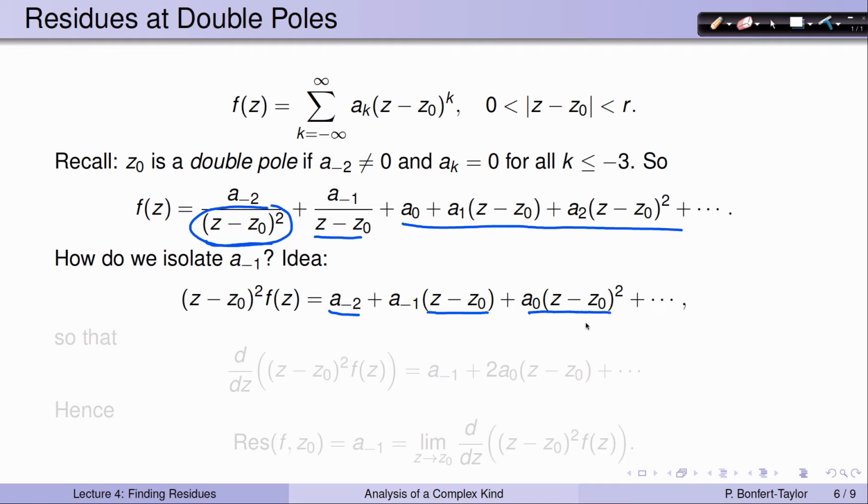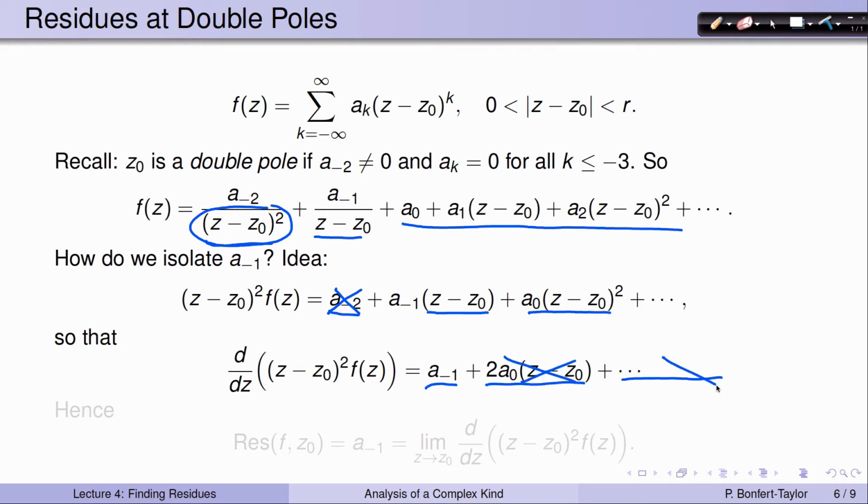We can't simply let z approach z0, because if we did that, we would isolate a minus 2. But we're not interested in a minus 2. We're interested in a minus 1. That's why we have an additional trick right here. We take a derivative. If we take a derivative of this equation, then the a minus 2 term goes away. We're left with an a minus 1 term. The derivative of a0 times (z minus z0) squared is 2 a0 times (z minus z0), and all the subsequent terms have some power of z minus z0 in them. Now, if we let z approach z0, all these subsequent terms go away, and we're left with a minus 1.